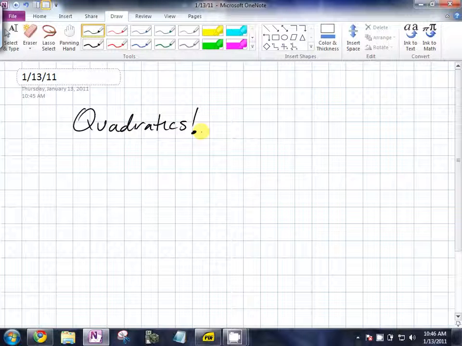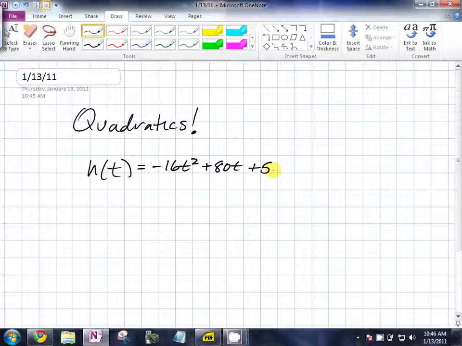How much experience do you have with quadratics? Half a semester. You've seen quadratics before? Not totally new. So you have h of t equals negative 16t squared plus 80t plus 5. What can you tell me about that quadratic? It is negative. What does that mean about the shape of the quadratic? Faces down, right? Yeah, you got that.